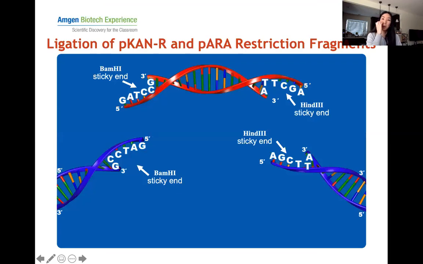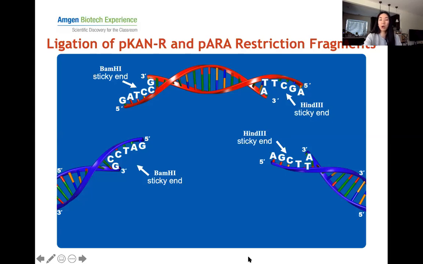All right, so we did not digest it though. We're trying to make the recombinant plasmid. So just to show you the ligation, what this would look like, this red piece is the piece that has RFP. This blue is the rest of the plasmid that we're trying to attach the RFP section to. On this end, you have the BamHI sticky end, and if you notice, these bases will complementary base pair with this side. And then on this side, you have the HindIII sticky end. So this sequence TCGA is going to base pair with AGCT.